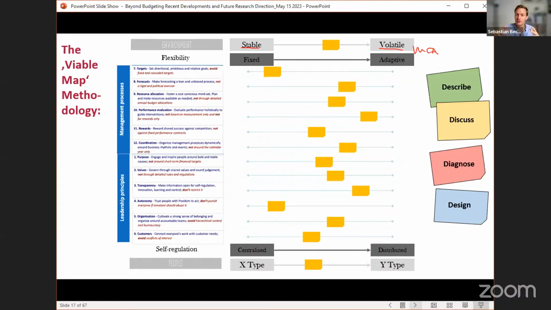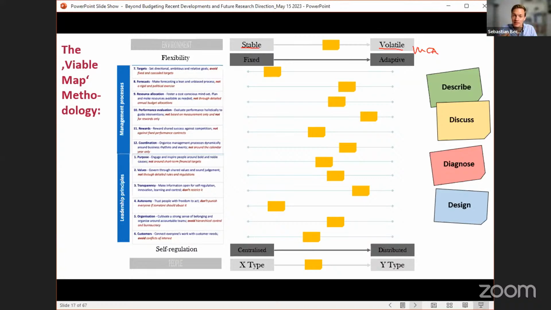Now we have a canvas or a map to help people to do four things about their management model. The first one is, in general, it allows you to describe what a management model is. And this is basically what I did up to now. I described what a management model is. So I said it depends on two things: leadership principles and management processes, and it depends on the environment and the type of people you have.